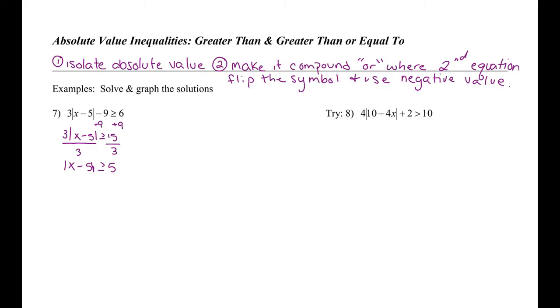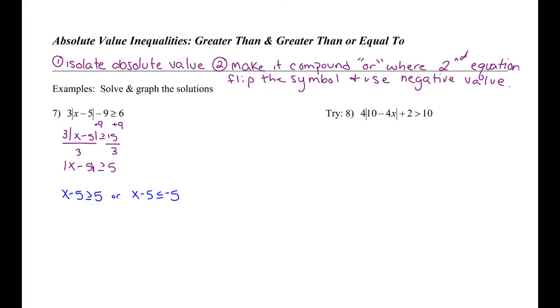Now that I have the absolute value by itself, I'm going to set up 2 inequalities. The first one is going to stay exactly the same. X minus 5 is greater than or equal to 5. We could also have the equation x minus 5. I'm going to flip the symbol, become less than or equal to, and I'm going to use the negative value instead, so we'll have negative 5.